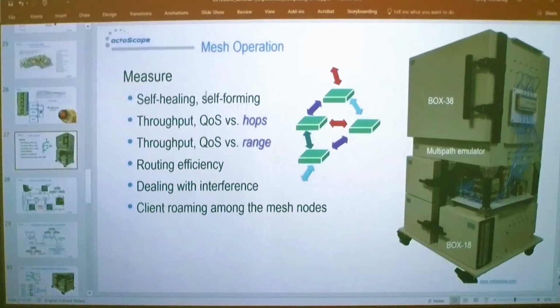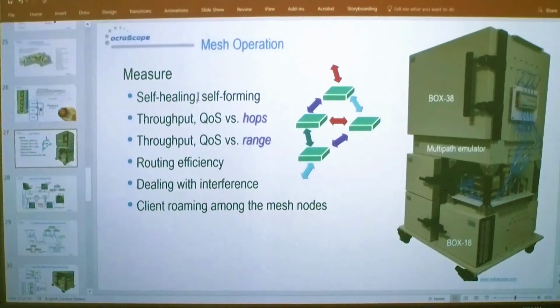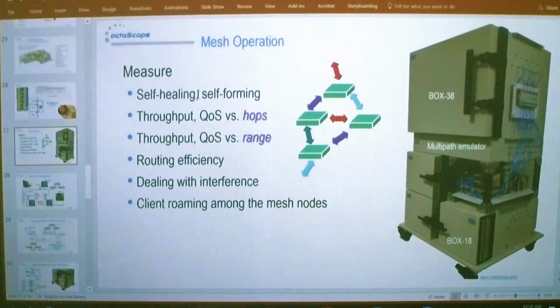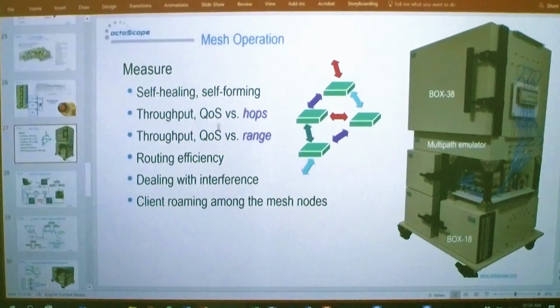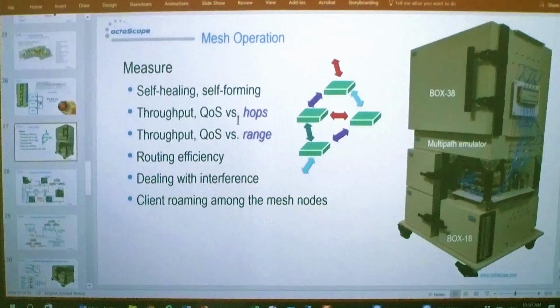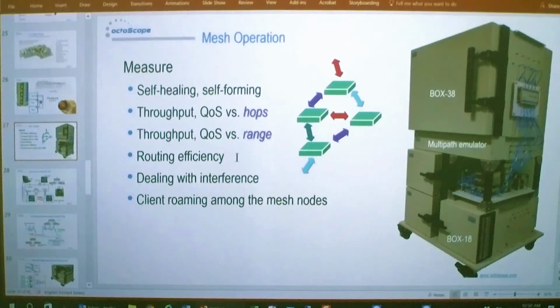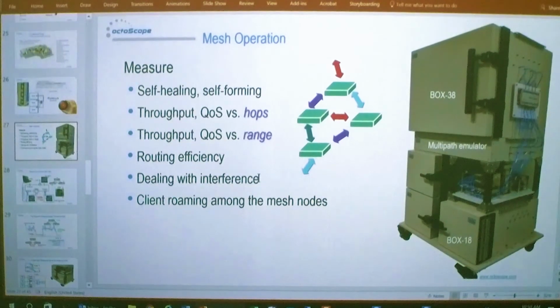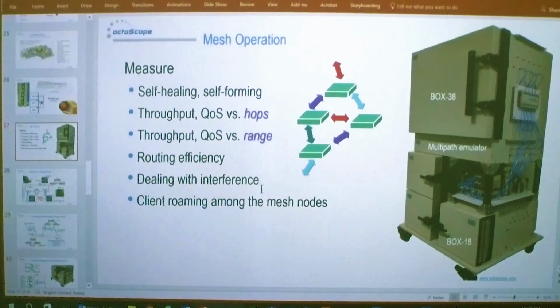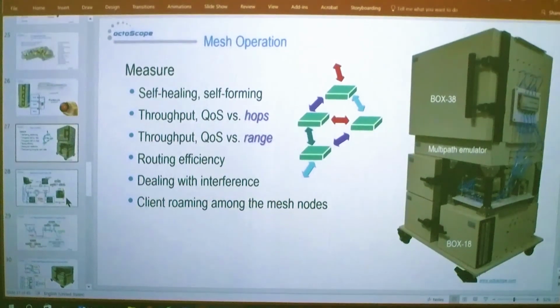When we have meshing, they have to be self-forming, self-healing. The APs need to find each other. Throughput is a function of hops and a function of range. And of course, routing efficiency and interference is always there. And roaming. So we're going to talk about roaming as well.